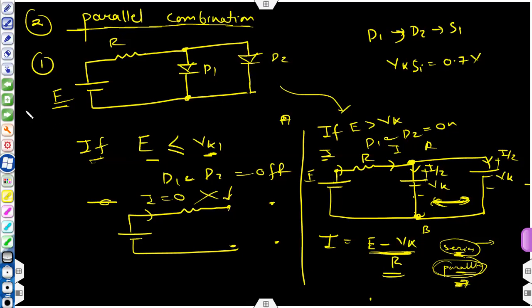So now, in this case, I have taken two similar diodes. Both were silicon diodes. Now, what if one diode is silicon and one diode is germanium? So now I'm considering this case. This is external resistance R, external voltage source E, and now I am having two diodes, diode D1.